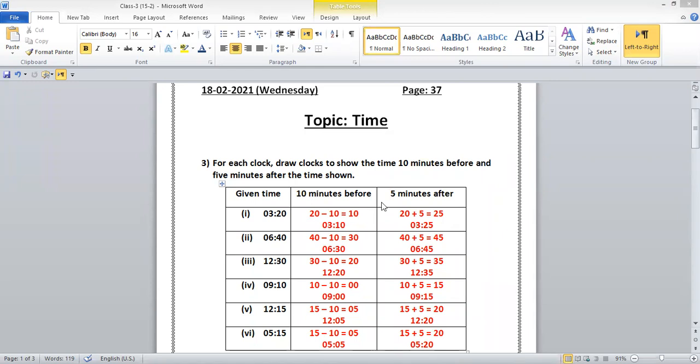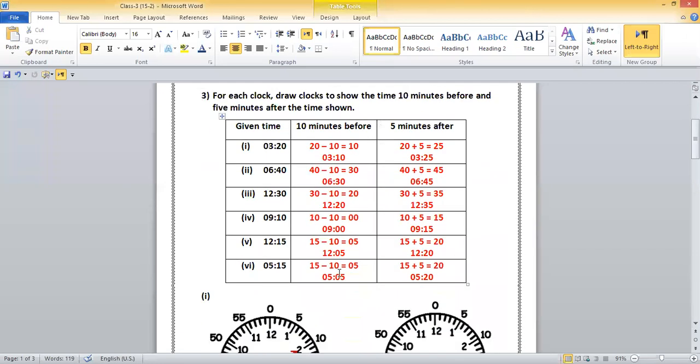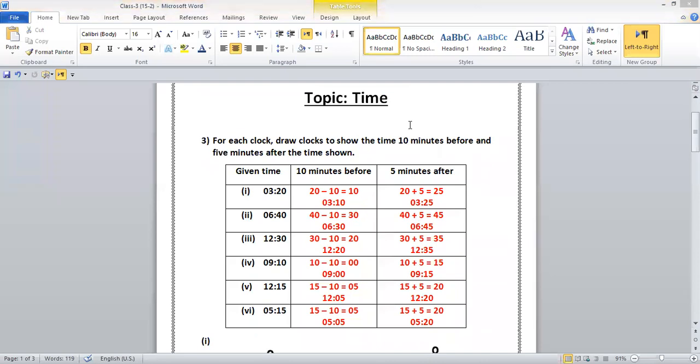I think this is enough because we have another topic to start also. I was just explaining: if someone asks you 50 minutes before, you will minus 50 minutes. If someone asks you 20 minutes before, you will minus 20. If someone asks you 5 minutes after, you will add 5. If they give you the time and ask 30 minutes after, you will add 30. In that way, you can check the time before and after. Clear, guys? Clear, sir.